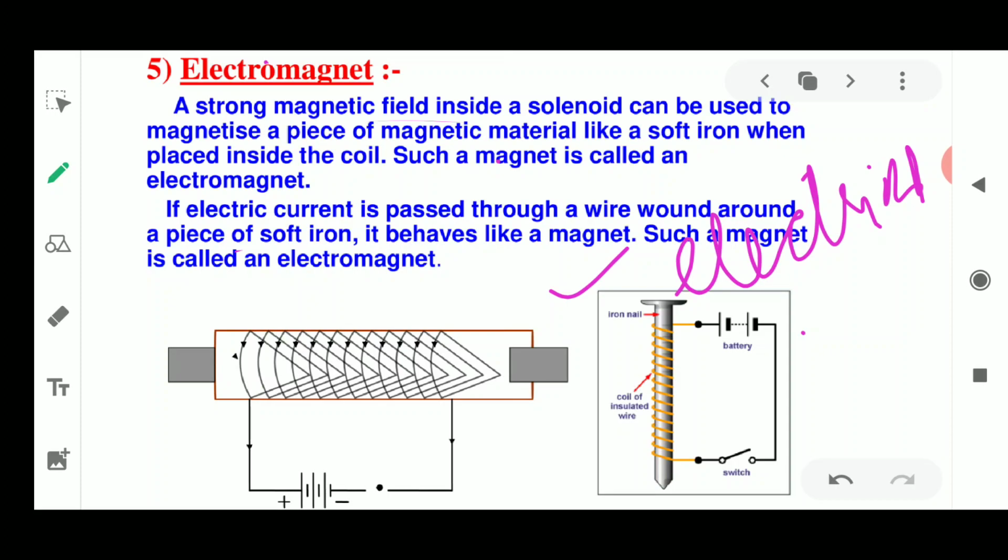Similarly, we have seen that in the solenoid also a magnetic field is produced, a very strong magnetic field, and it is behaving like a bar magnet, and inside this solenoid the magnetic field was uniform, which was shown by the parallel lines in the solenoid. Also, the practical application of the solenoid was this electromagnet, which we discussed lastly in today's video.